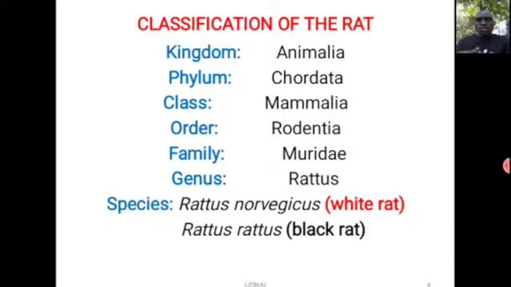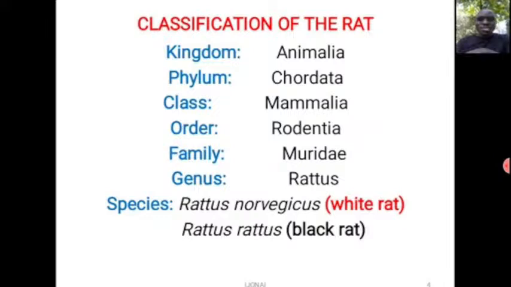So we have 7 major taxa that we use in classification: kingdom, phylum, class, order, family, genus, and species. You remember in senior one, they told you the way of cramming them. You would say that King Pharaoh could order for good soup. I don't know what your teacher told you. That is how they used to cram in senior one. King Pharaoh could order for good soup, and then you got the 7 taxa, just like that.